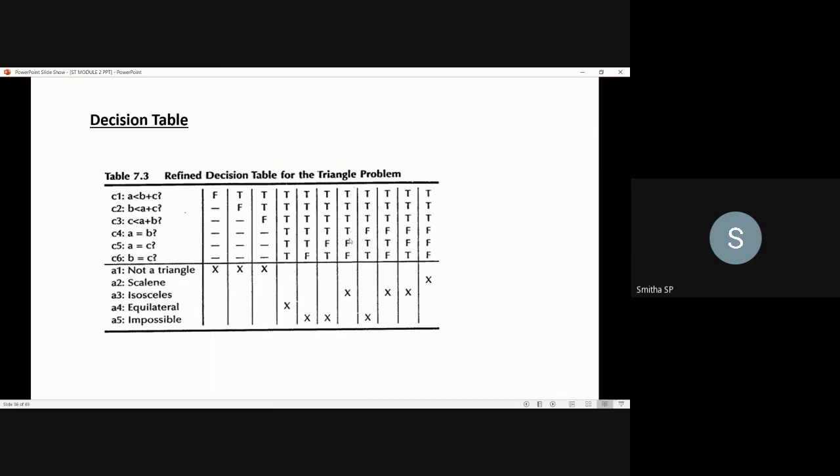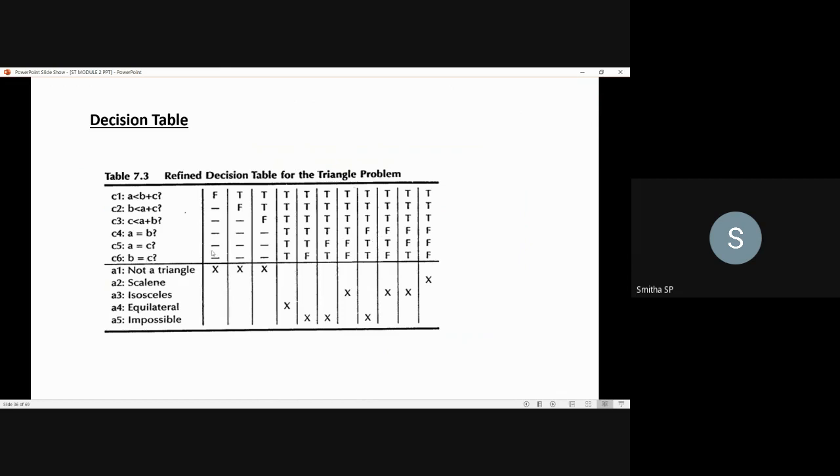It is an isosceles triangle. So we are marking the action A3. The necessary action here should be marked as isosceles, that is A3. Next, moving on to the next rule, the three conditions C1, C2, C3 are satisfied, so it is forming a triangle. Next, C4, A is equal to B, it is false here.